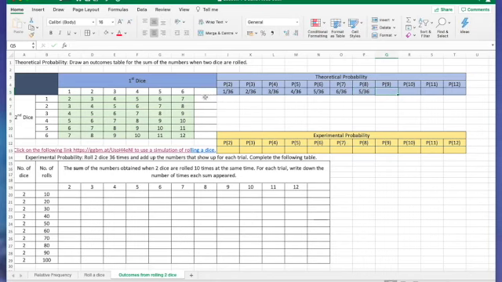Then how many 9's are there? 1, 2, 3, 4. So that's 4 out of 36. How many 10's are there? Only 3. So that's 3 out of 36. How many 11's? We can see there is 2 out of 36. And how many 12's? Just 1 out of 36.